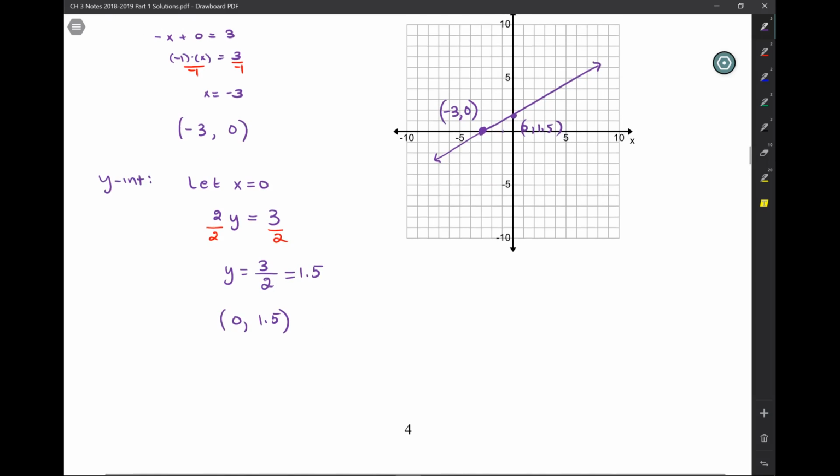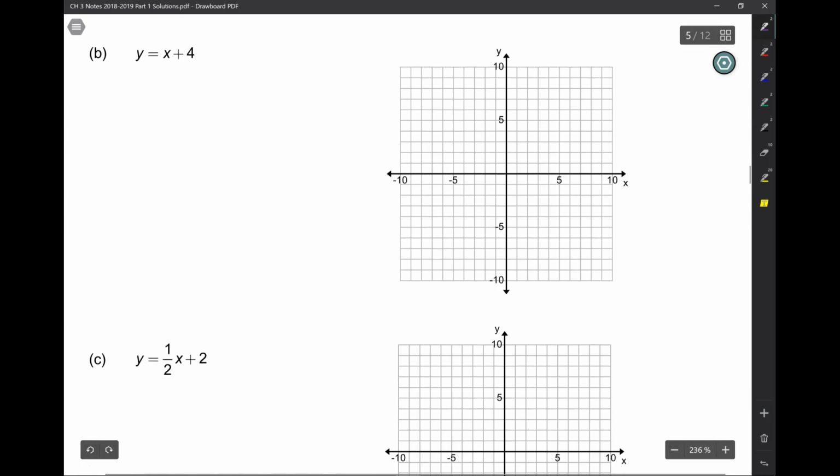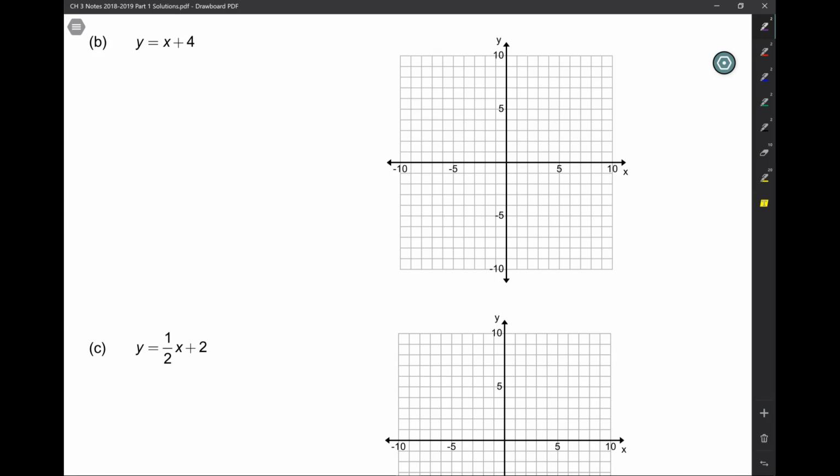Okay. Now, let's do one more. It's going to be very, very similar. Does it matter which one you start with? It doesn't matter which one you start with. So let's do this one.